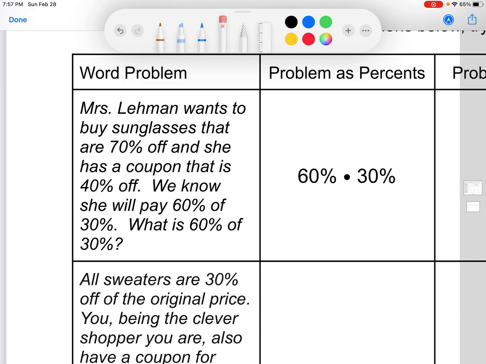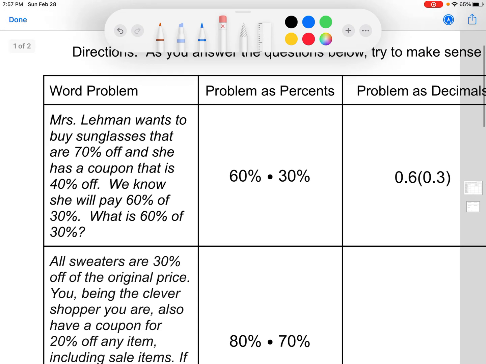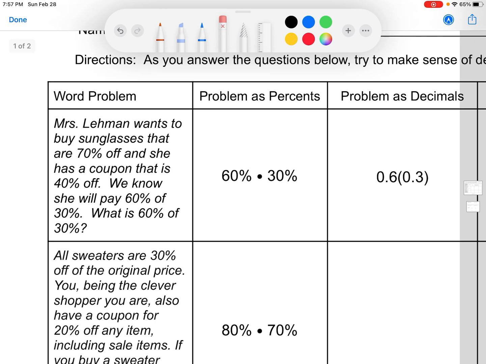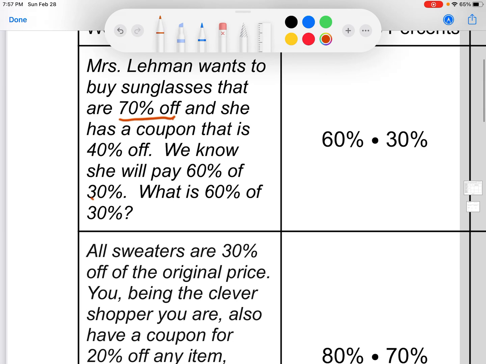And so we just had a little fun here with Mrs. Lehman going to buy some sunglasses, right? What it's meant to do is set us up to talk about percents. Let me read the following part. We know that she will pay 60% of 30%. What is 60% of 30%? Okay, where did that come from? Well, first, if it's 70% off, you are not paying for 70%, you are paying for 30%. Okay, and that's where that comes from.